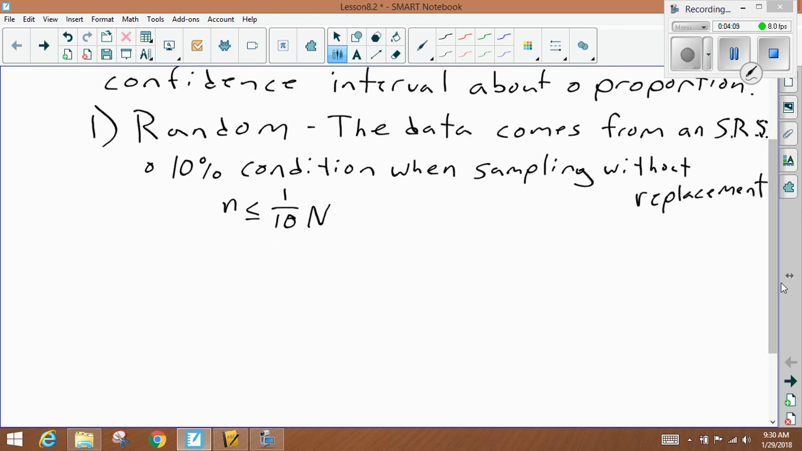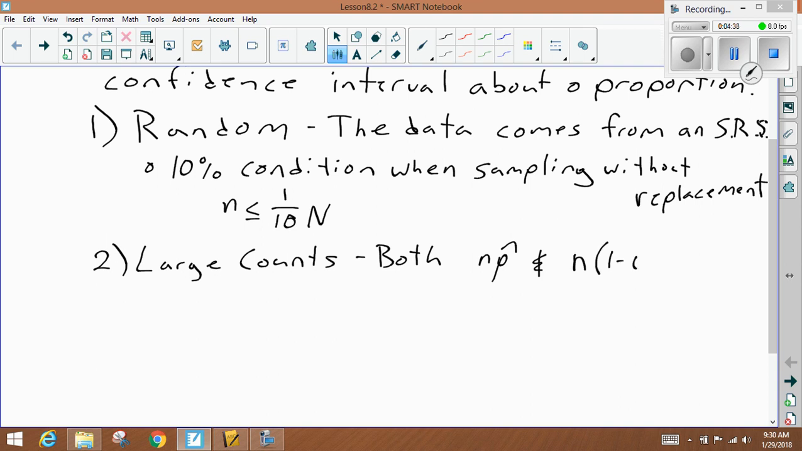Okay, number 2. Large counts. So we got to check that both these conditions, right? n p hat and n times 1 minus p hat are at least 10.